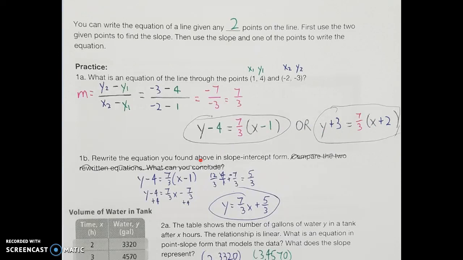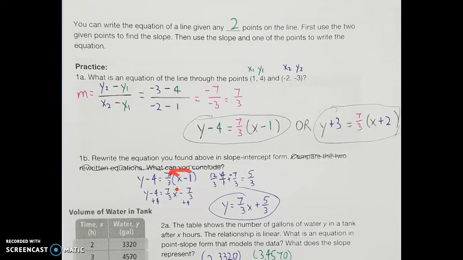And now if I rewrite that equation that we found earlier, we can see that we can also make those same equations in slope-intercept form. And we don't have to worry about comparing the two. But if I took the equation from what we started with, so y minus 4 equals 7/3 (x minus 1), if I want to go back and forth from one to the other, I could just distribute the 7/3. So I'm multiplying it times x. I'm also multiplying it times -1. I get 7/3 x minus 7/3.